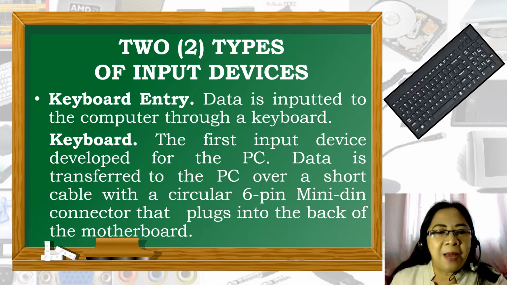We have two types of input devices. The first one is the keyboard entry. Data is inputted to the computer through the use of a keyboard. What is a keyboard? It is the first input device developed for the PC or personal computer. Data is transferred to the personal computer over a short cable with a circular 6-pin mini-DIN connector that plugs into the back of the motherboard.